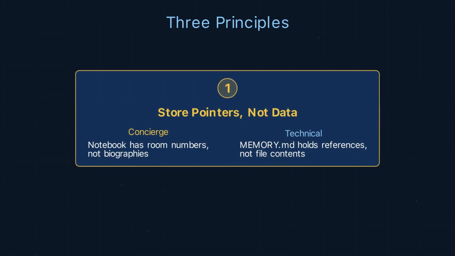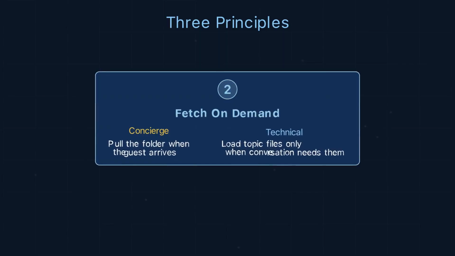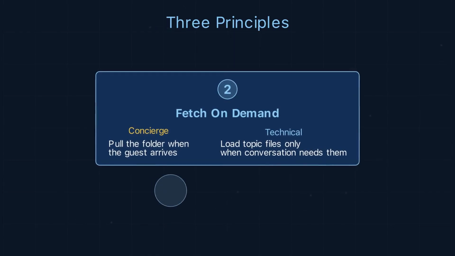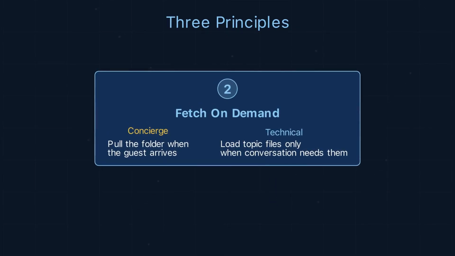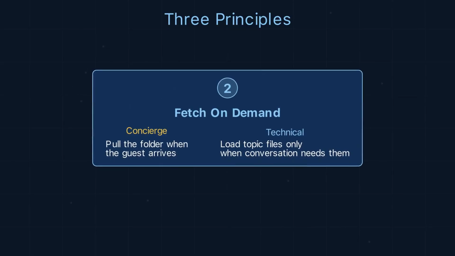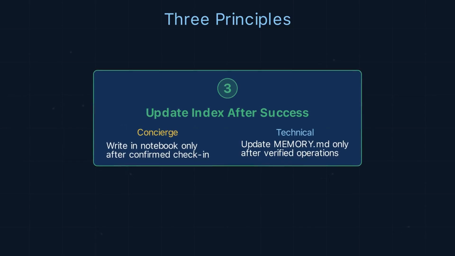Principle 1. Store pointers, not data. The notebook holds room numbers, not biographies. MEMORY.md holds file references, not file contents. This keeps the always loaded layer impossibly lean. Principle 2. Fetch on demand. The concierge doesn't carry every folder. The agent doesn't load every topic file. Information arrives exactly when needed and leaves when the conversation moves on. This turns a fixed-size context window into a rotating spotlight, small beam, but it can illuminate anything.